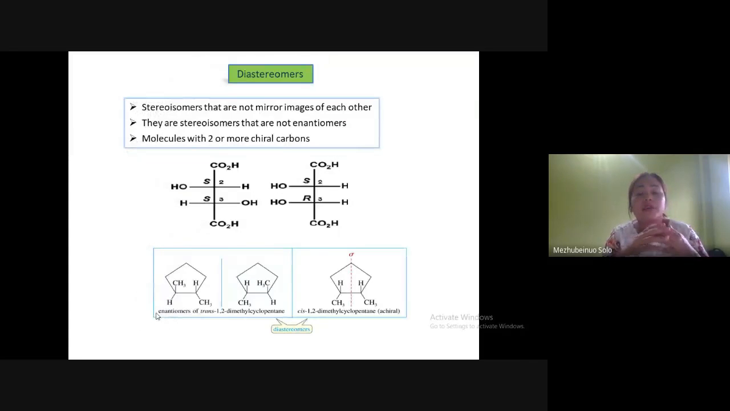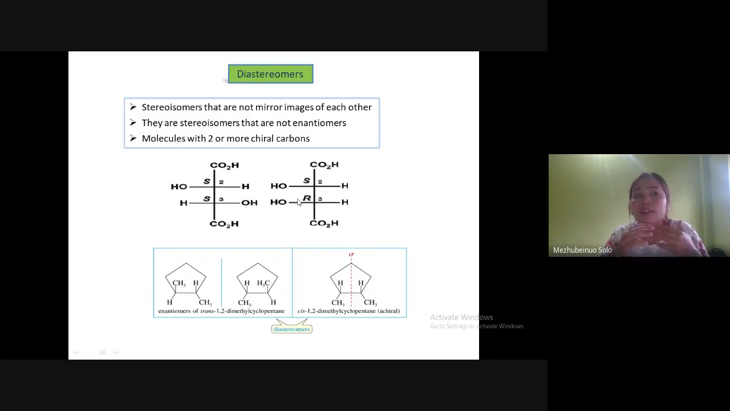Now coming to diastereomers. Diastereomers are stereoisomers which are not mirror images of one another. So these are stereoisomers which are not enantiomers, and diastereomers are molecules with two or more chiral carbons. Let us see an example of diastereomers. Here we have two compounds with similar structure and the same molecular formula. But this right-hand side compound is not a mirror image of the left-hand side compound. So these two compounds are known as diastereomers.